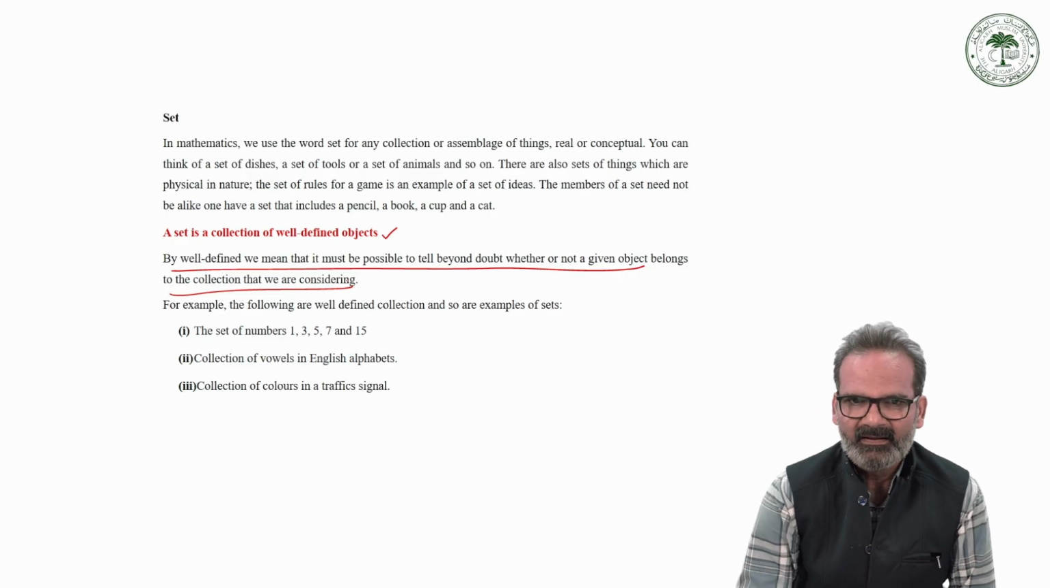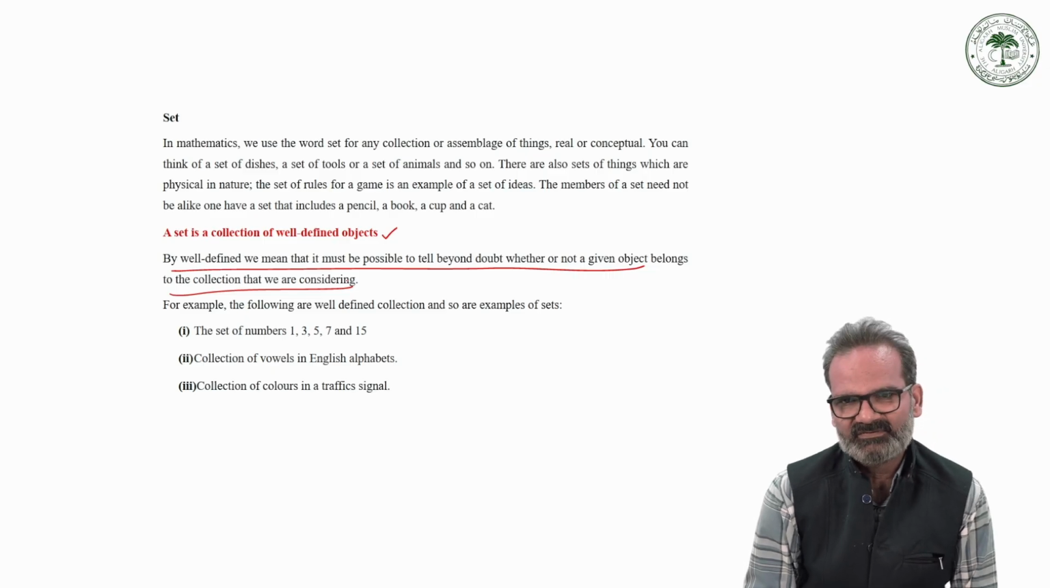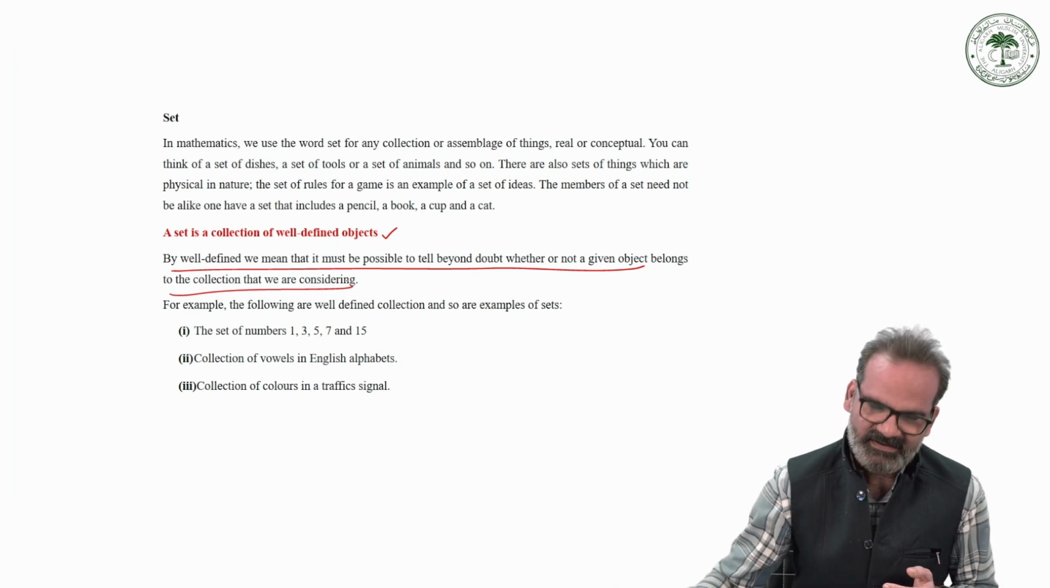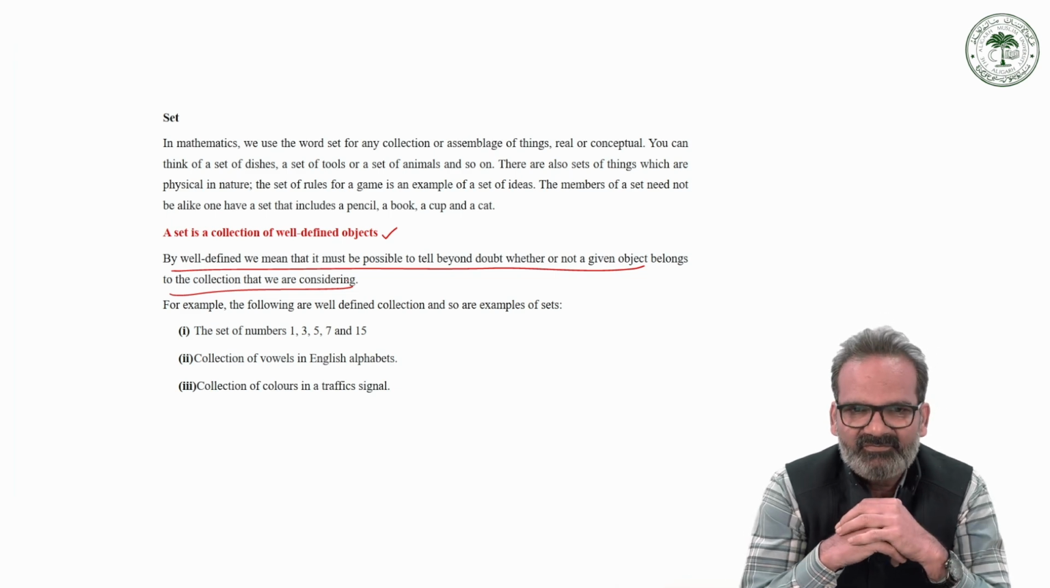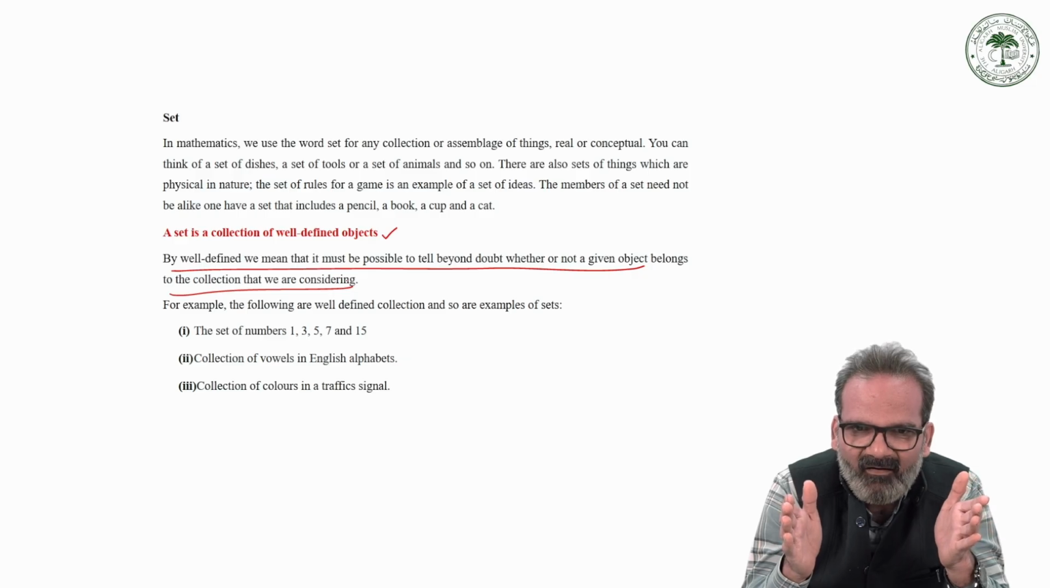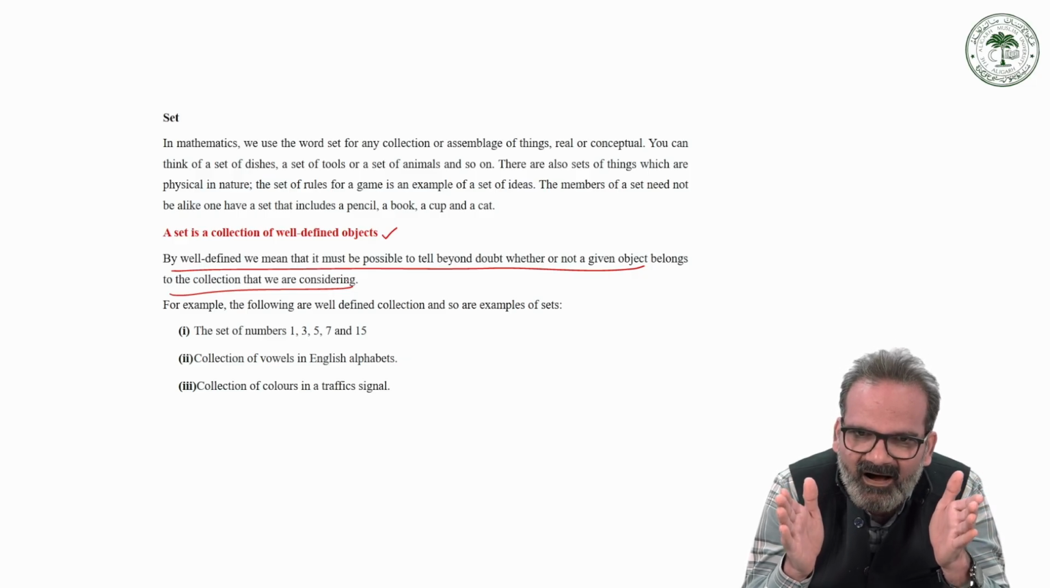For example, the following are well defined collections, and so are examples of sets. Number one, the set of numbers 1, 3, 5, 7, and 15. Naturally, we know that all the items here are numbers. They all are numbers.